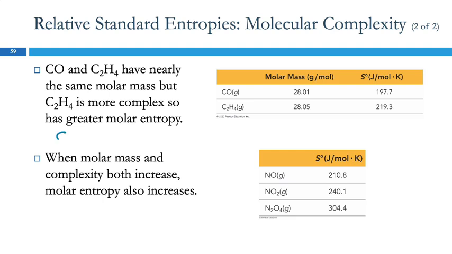So carbon dioxide versus C2H4. This only has the one double bond that could vibrate, stretch, and contract. And now we've got 5 different bonds that could do that. And so this is greater entropy. It has more places to put the energy.